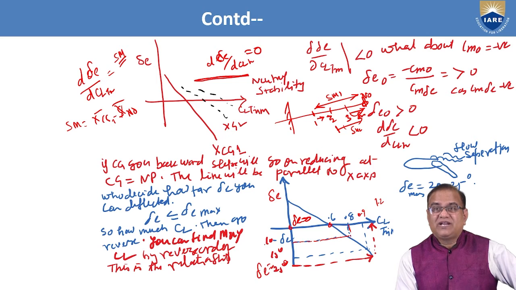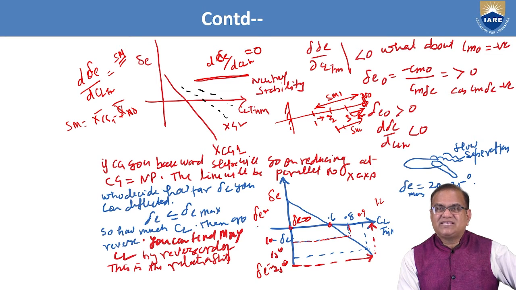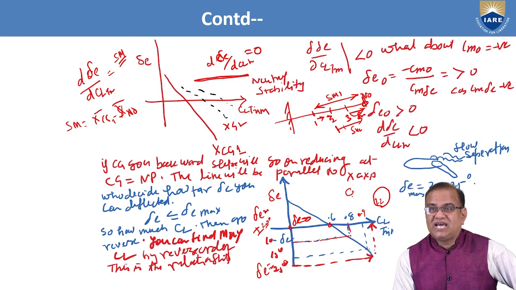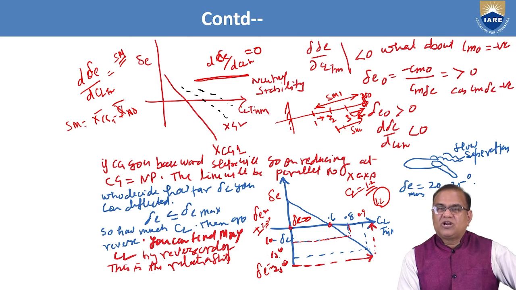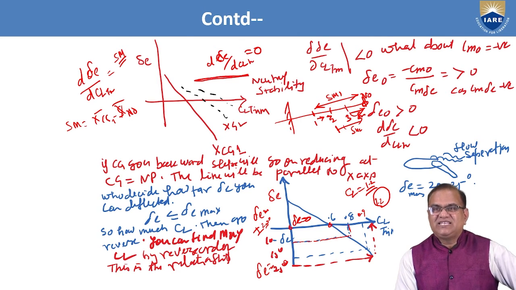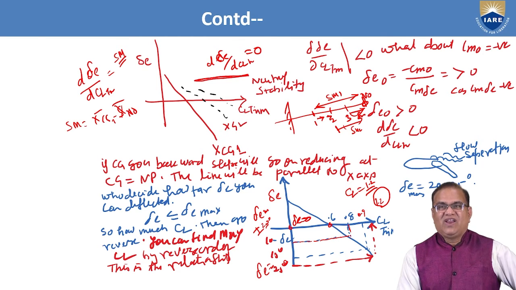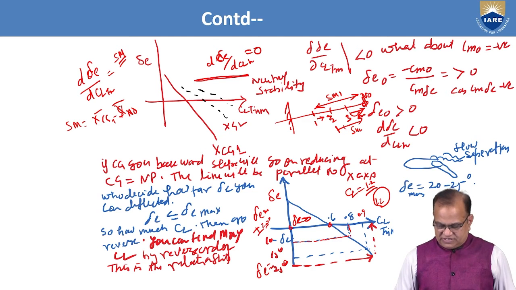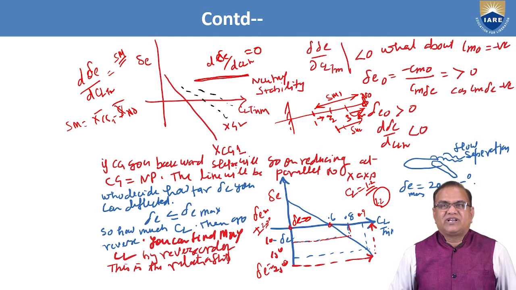But your delta E maximum design is plus minus 20 degrees. So you cannot trim your aircraft at 1.2. CL 1.2 is not permitted because the limitation of delta E is only up to plus minus 20 degrees deflection. So that is the limitation of your elevator, and it cannot go beyond certain limits.